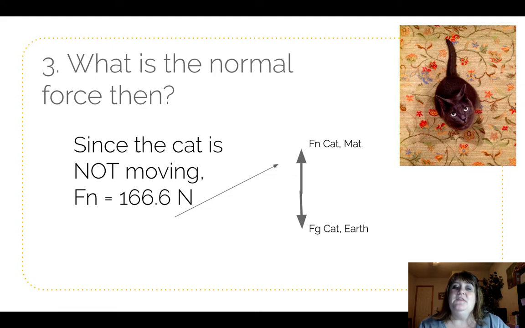Now, if the downward force is 166.6 newtons, the upward force has to equal the same thing. The cat's not moving. So therefore, the net force, total up and down, is 0 because they're in opposite directions. Okay.